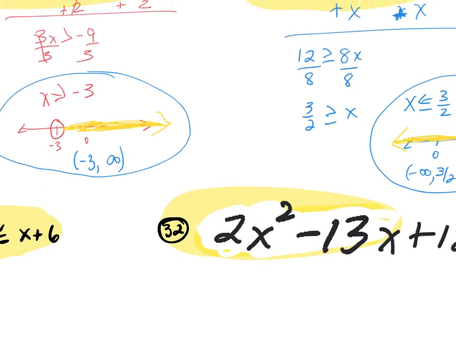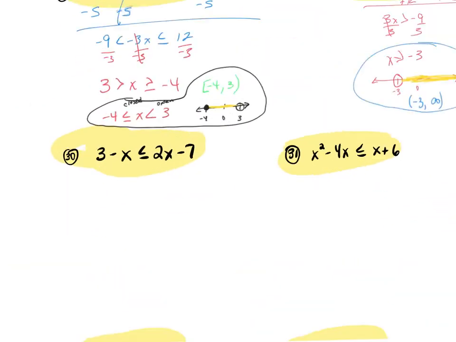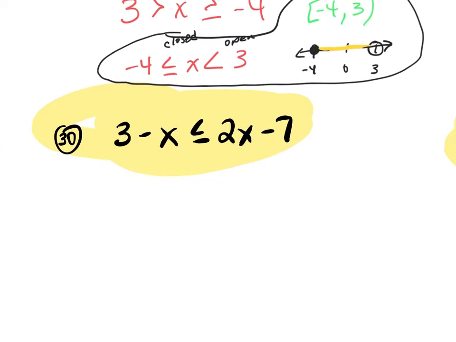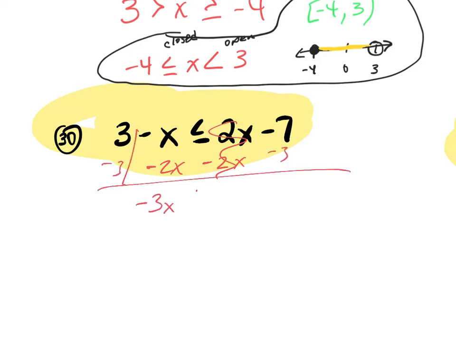Let's look at the next one. Same thing. We have a linear inequality. X is to the first power, so move x's to one side and numbers to the other. I'm going to subtract 2x because I like x on the left-hand side. And then I'm going to minus 3. So I have negative 3x is less than or equal to negative 10.